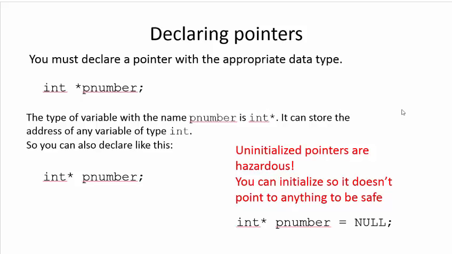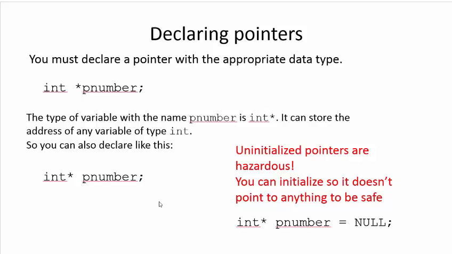Declaring pointers. So like I said, you must declare the pointer with the appropriate data type. So for example, if I declare this pointer int and the dereferencer, which is the asterisk p number, then I know I'm pointing to, I know that the address stored by p number will point to the address of some integer.